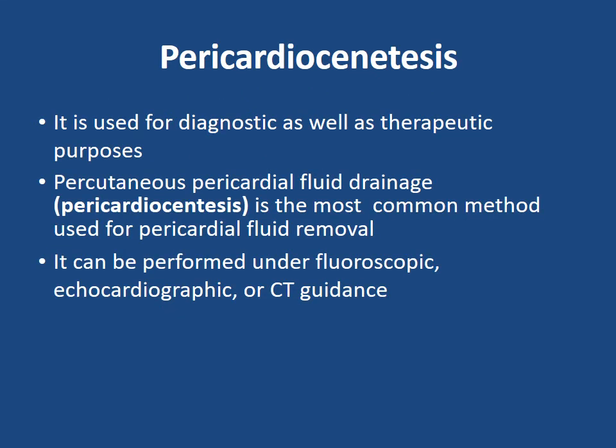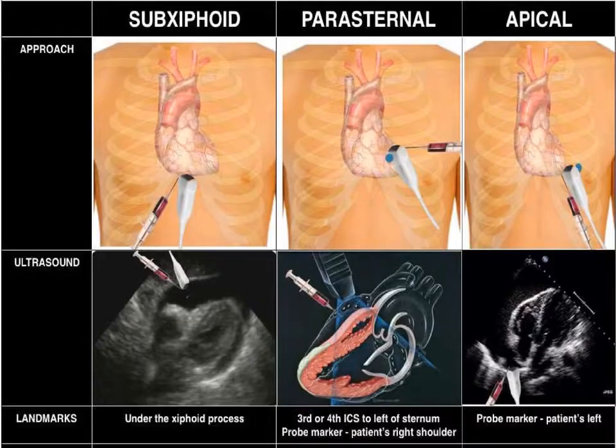Pericardiocentesis is used for diagnostic as well as therapeutic purposes. Percutaneous pericardial fluid drainage is the most common method used for pericardial fluid removal. It can be performed under fluoroscope, echocardiograph or CT guidance. This slide shows the different approaches for the removal of the pericardial fluid. These are the subxiphoid, parasternal or apical approach to remove the fluid from the pericardial space in order to relieve the pressure on the heart and the great vessels and to relieve the cardiac tamponade.